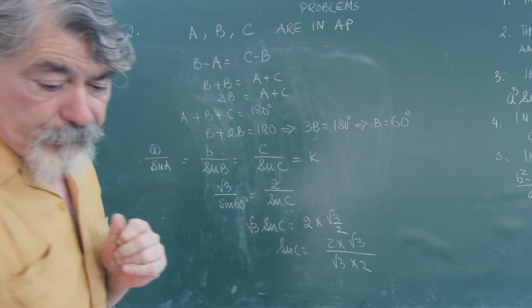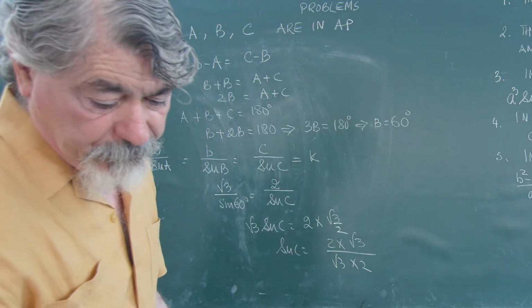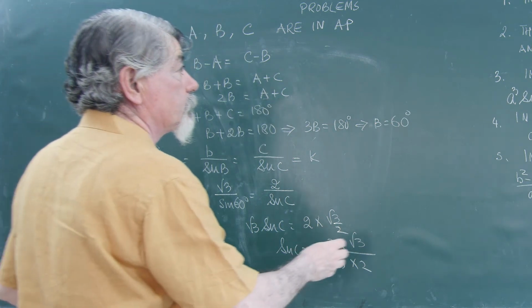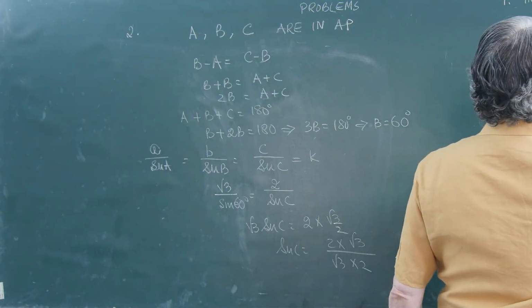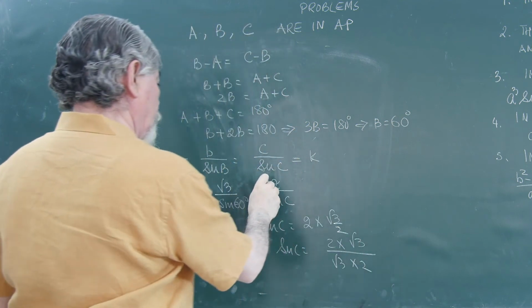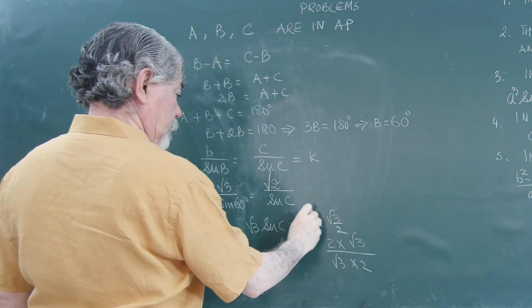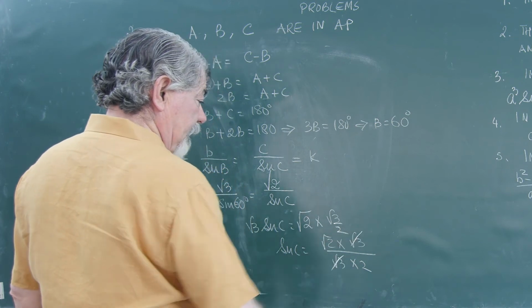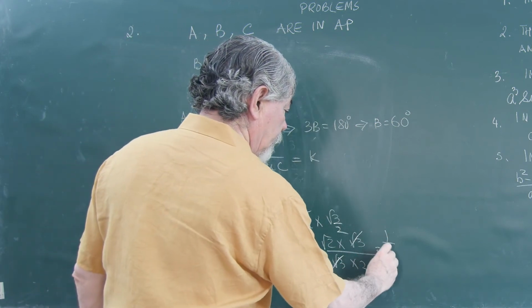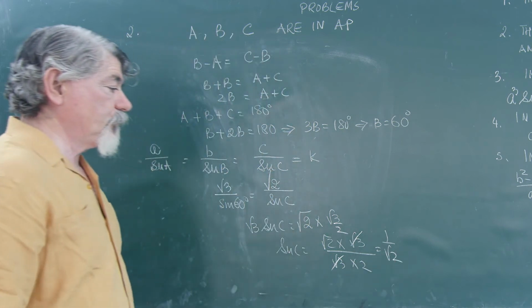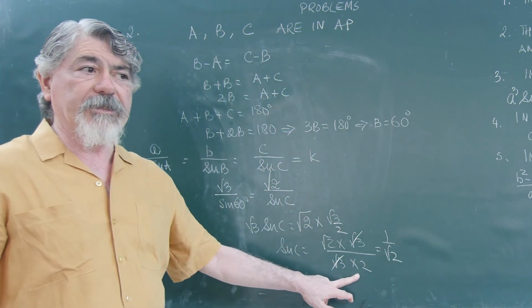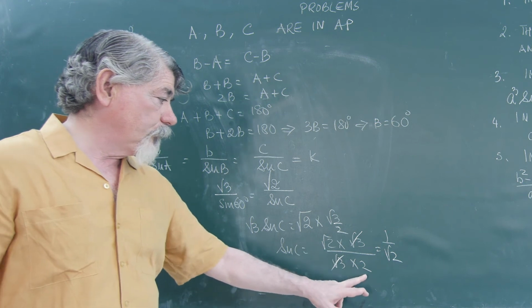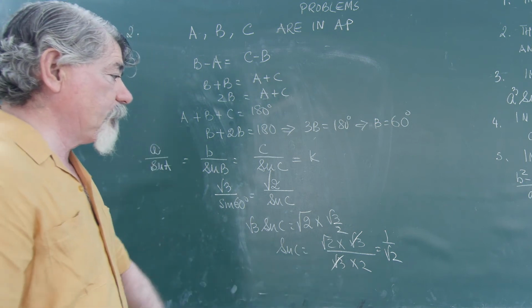Root 3 upon 2 is given, or root 3 upon root 2 is given? Root 2 is given. Root 2 here, root 2 here. Root 3 will cancel. It will become 1 upon root 2, because 2 can be written as root 2 into root 2. So root 2 will cancel. So sine C is equal to 1 upon root 2.